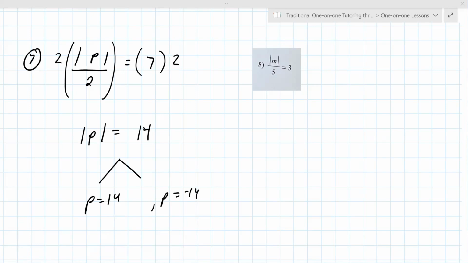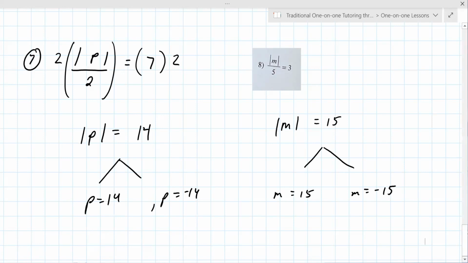M equals 15, M equals -15. That is correct. So the absolute value of M equals 15, and then like you just said, you break it apart, it's 15 and -15. Very good. Okay, and for 12, it's x equals 35. And what's the other solution? -35. Perfect.